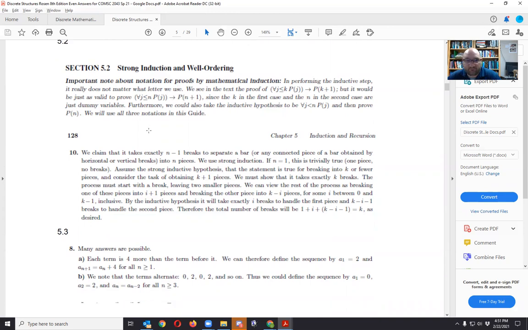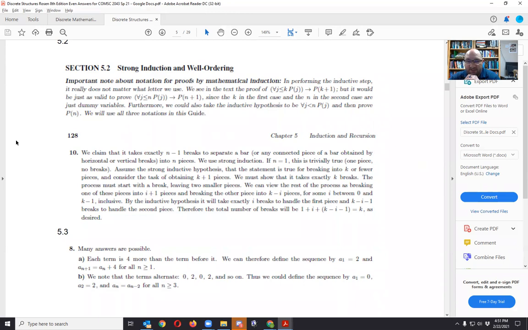Okay, so a claim: it takes exactly n minus 1 breaks to separate a bar, or any connected piece of a bar, by horizontal or vertical breaks into n pieces. We use strong induction. If n equals 1, this is trivially true. One piece, no breaks. Assume the strong inductive hypothesis that the statement is true for breaking into k or fewer pieces, and consider the task of obtaining k plus 1 pieces. We must show that it takes exactly k breaks.